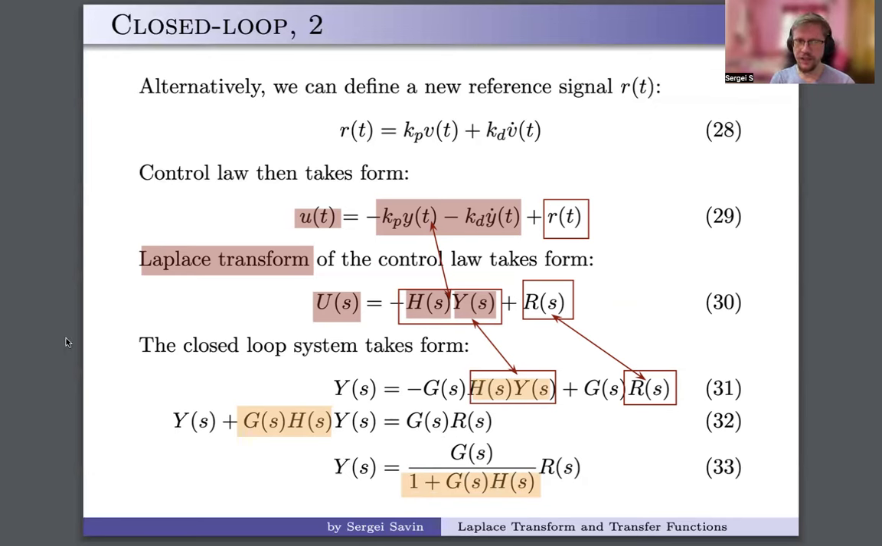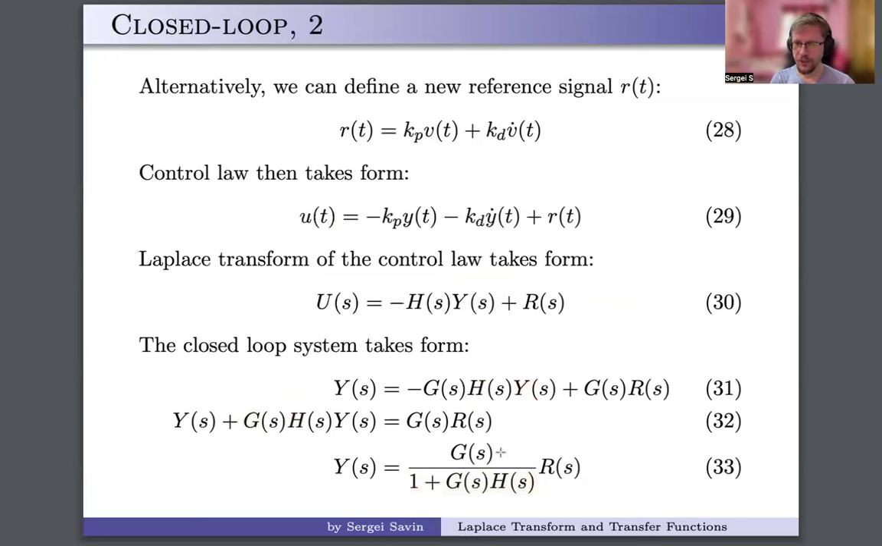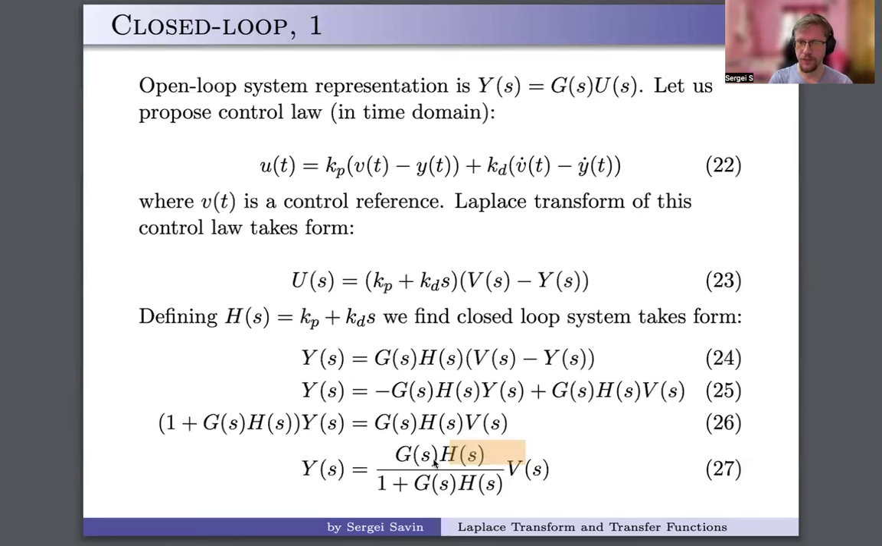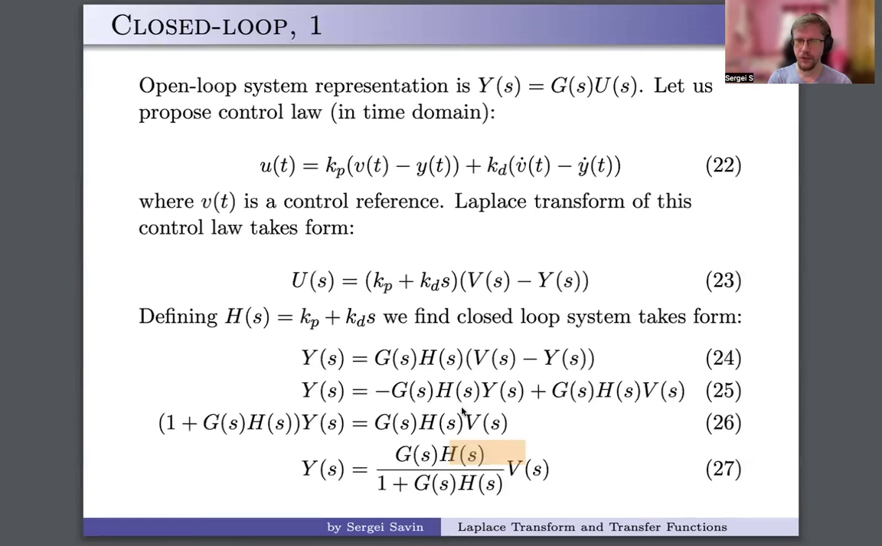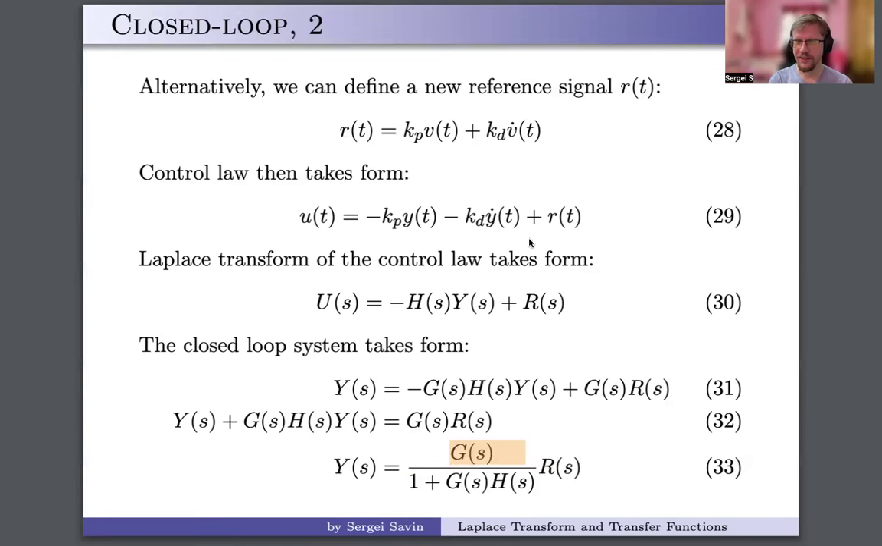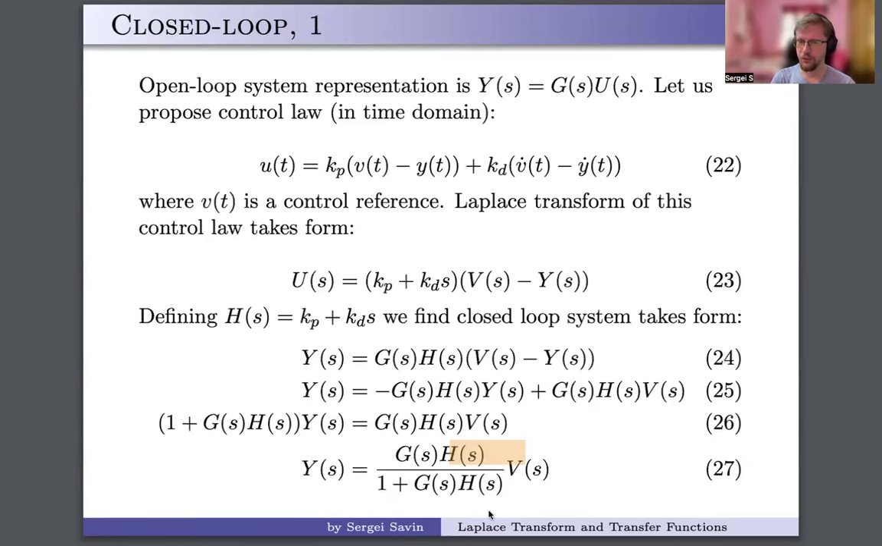If you are observant, you may notice that the only difference is that here in the numerator, we only have g instead of hg as previously. Previously we had hg, now we only have g. But of course, v and r are related how? Well, r is equal to hv. So if we replace r with hv, we would have again gh divided by 1 plus gh. So it will be the same as here.